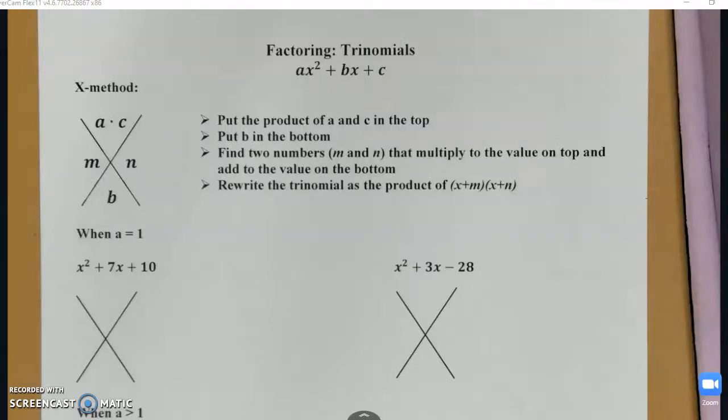We are focusing on trinomials, meaning a polynomial with three terms. The prefix tri means three. Think tricycle has three wheels. So trinomials: ax squared plus bx plus c.